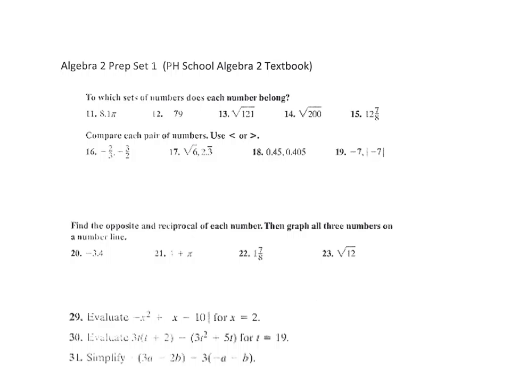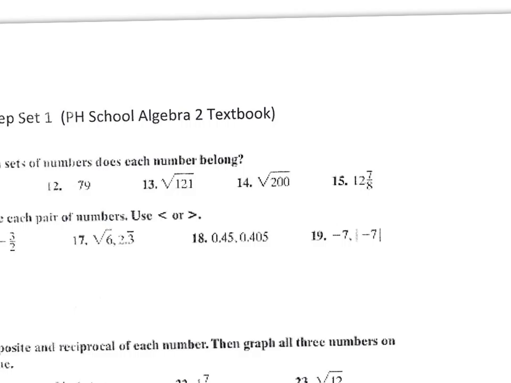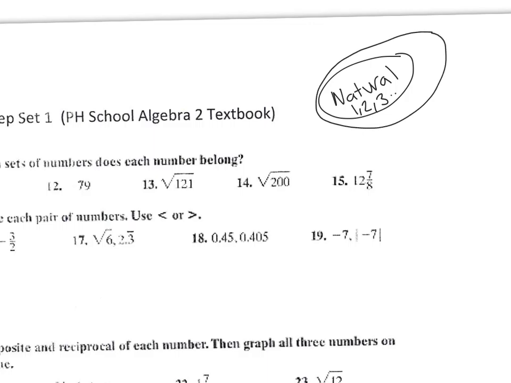Okay, the first part, to which sets of numbers does each number belong? So in the real number system, the most specific type of numbers are called natural numbers or counting numbers, and those are 1, 2, 3, etc. They're positive without decimals. The next set of numbers are whole numbers, and whole numbers start with 0 and then go up 1, 2, 3, etc. So whole numbers are just like natural numbers except you're adding 0.